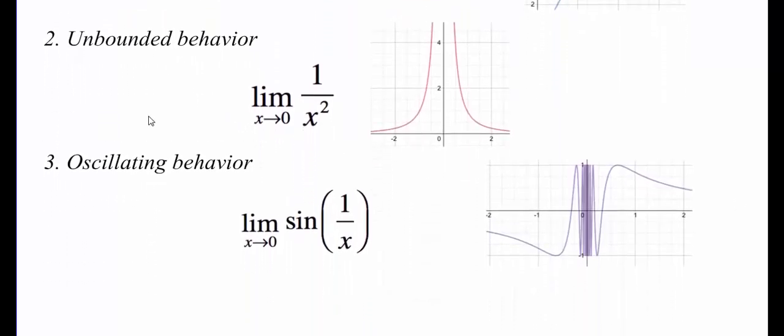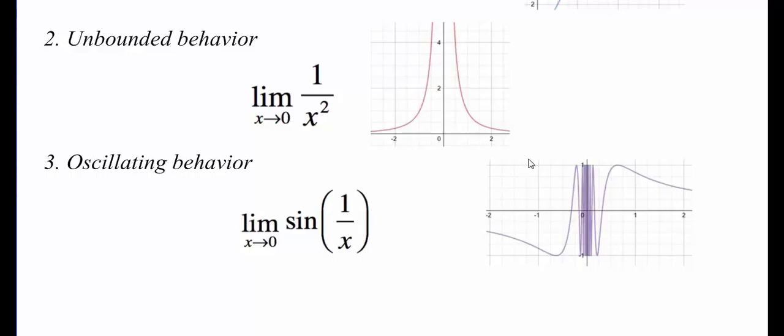Okay, number 2, unbounded behavior. So you can see this one here. They're both from the left and right. This function is approaching infinity basically, but we can't call it a limit when it's infinite. Those are oxymoronic. Is that a word? I don't know. But anyway, you can't have a limit when it's infinite. That doesn't make any sense in a lot of ways.